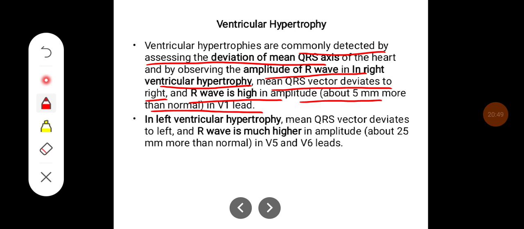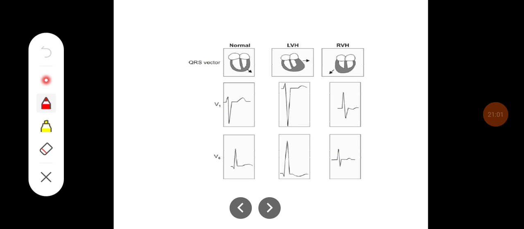In left ventricular hypertrophy, the mean QRS vector deviates to left and R wave is much higher in amplitude, about 25 millimeters more than the normal in V5 and V6 leads. Okay, so this is a normal QRS vector in V6. In left ventricular hypertrophy, the S wave is very prolonged and the QRS complex is very tall, whereas the S wave is small and the QRS complex is shortened in right ventricular hypertrophy.